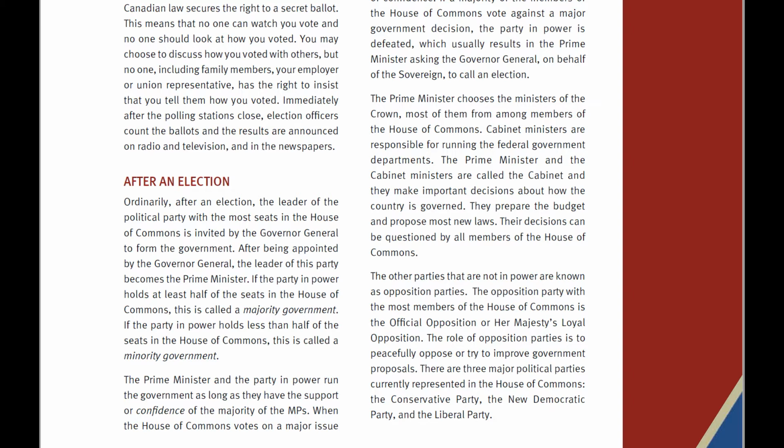Immediately after the polling stations close, election officers count the ballots, and the results are announced on radio and television and in the newspapers.